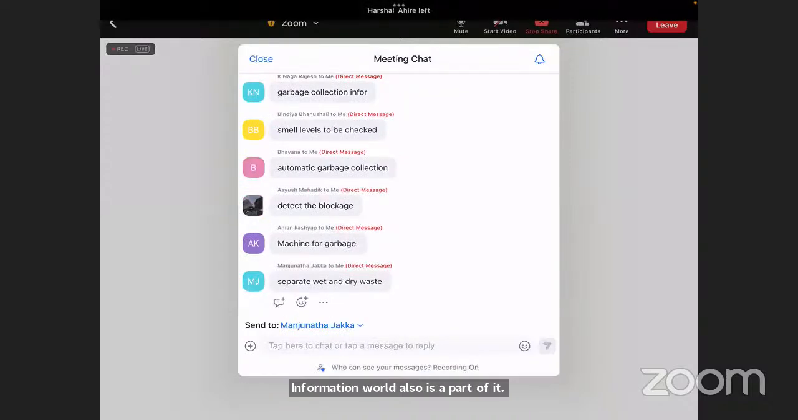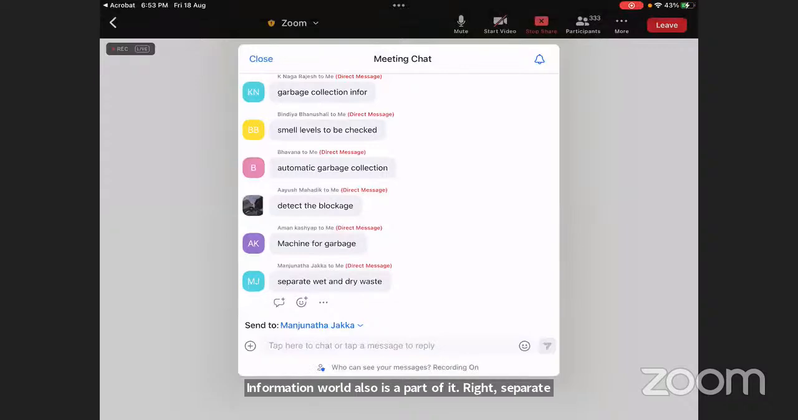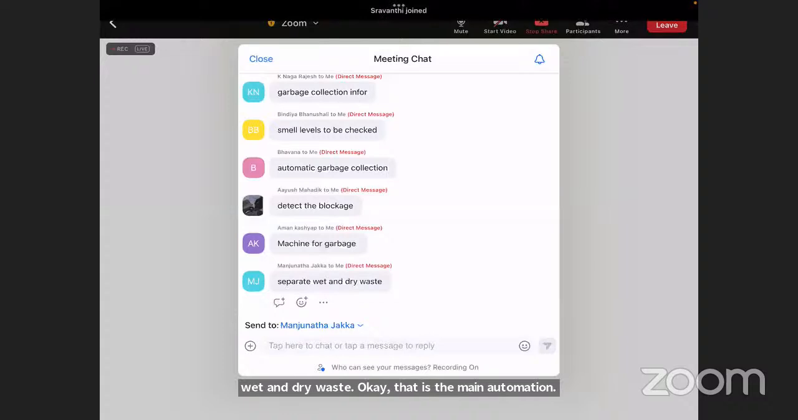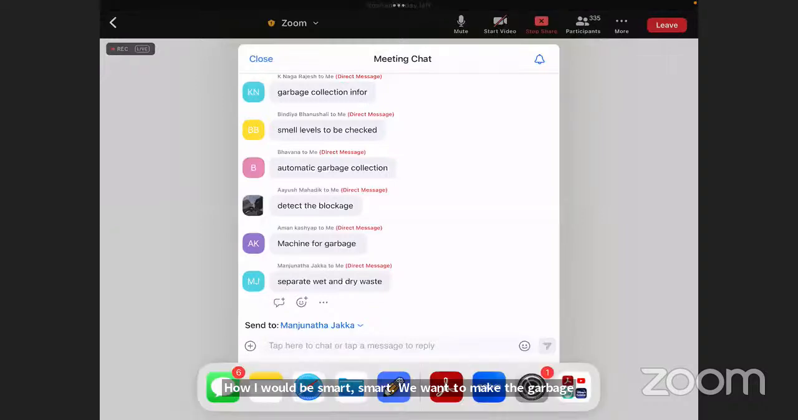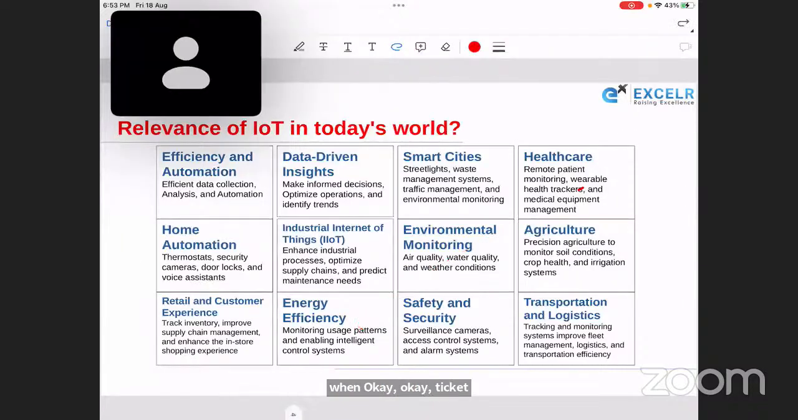Right? Separate wet and dry waste. Okay, that is again automation. How IoT? Smart. We want to make the garbage bin smart. Okay. I think you guys have high loads of technology. That's the problem. Especially when working in IoT, you have to think from the user perspective. What is the issue?